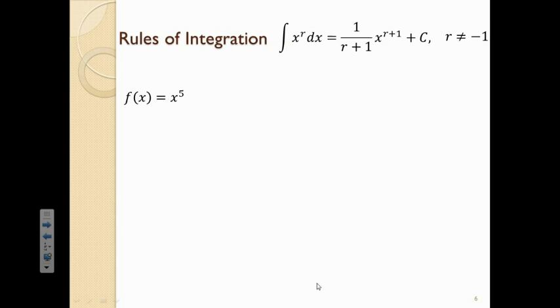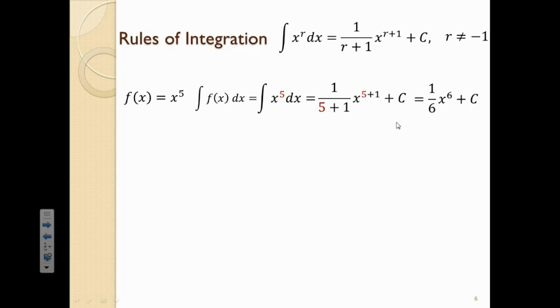If we have some function f of x equals x to the 5th, what we would do is work with this. Now, we want to take the integral of this function, so that's going to be the integral of f of x. So we would write that as the integral of x to the 5th dx, putting it into the format that we see above here. And that equals 1 over r plus 1, where our r, in this case, is 5. So it's 1 over 5 plus 1, x to the 5 plus 1, plus c. So it's relatively simple to do.